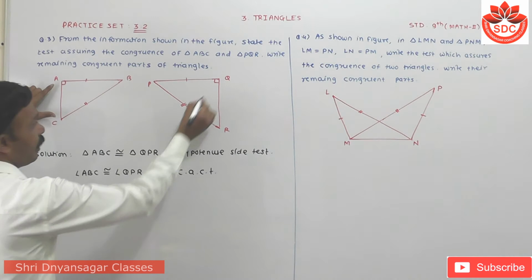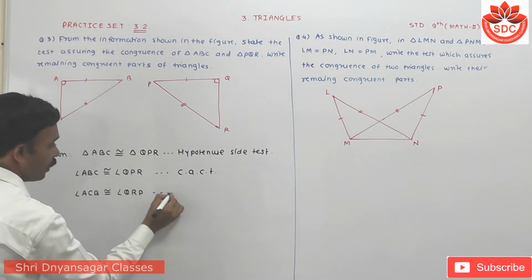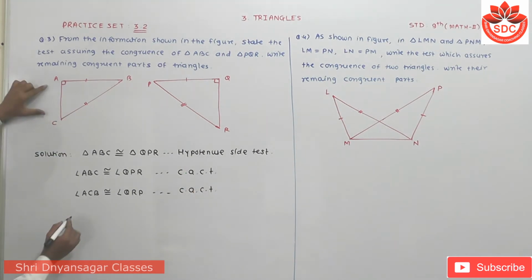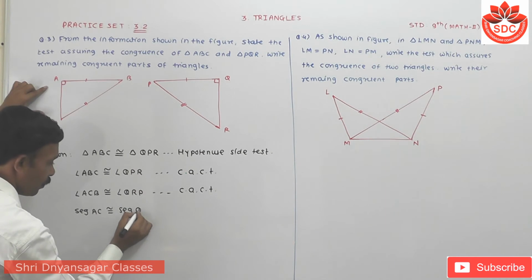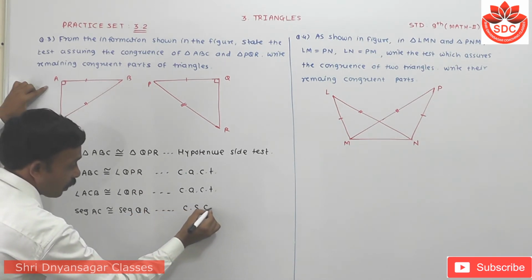Then start from the right angle, that is QRP. Again, the reason is corresponding angles of congruent triangles. And one side remains, segment AB. Sorry, AC is congruent with segment QR. The reason is corresponding sides of congruent triangles.